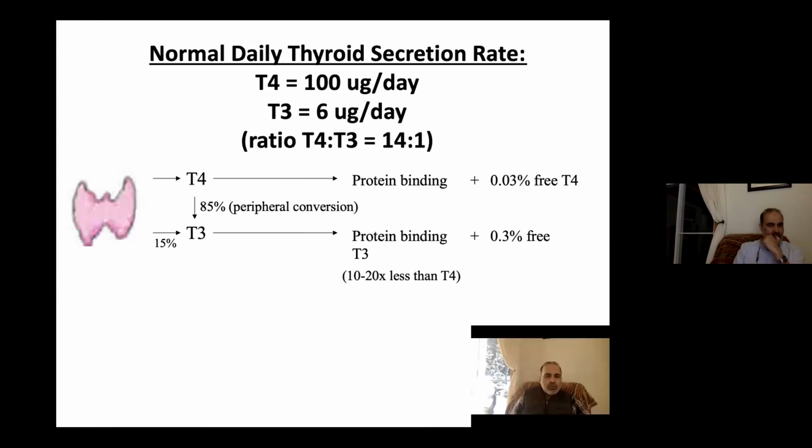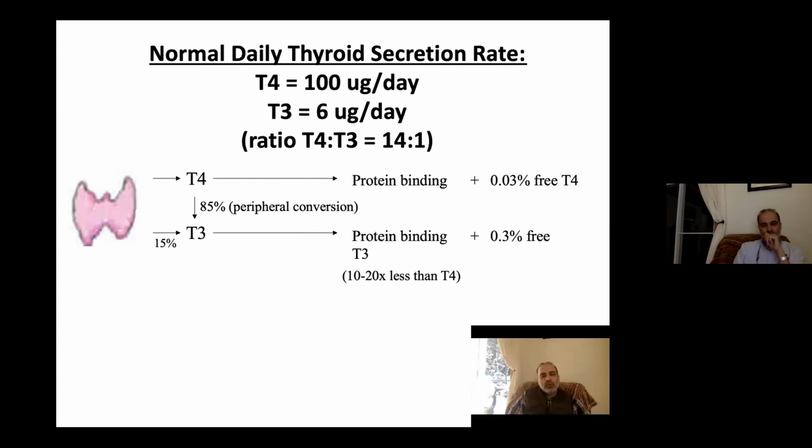Now, T4 is more protein bound. It's a much more stable hormone. And you see that only 0.03% of T4 is available as free thyroid hormone. The rest is bound to protein.